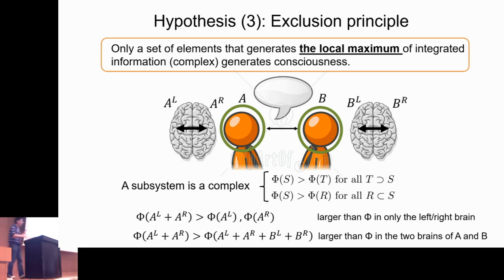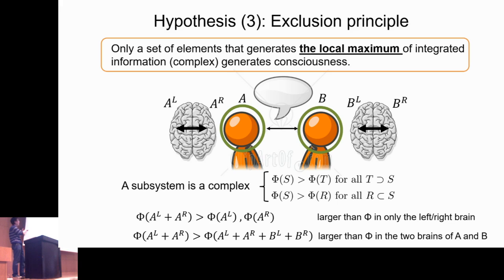Local means that this is not the global one. So there are many local maxima, because if this condition is satisfied, this can be a complex. And there could be many subsystems that satisfy this local maximum. This is the actual example.